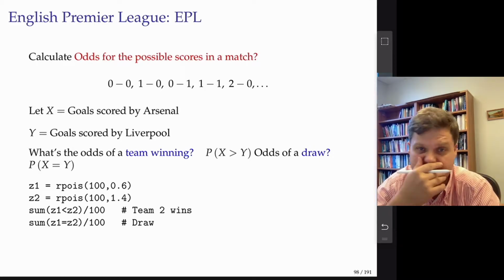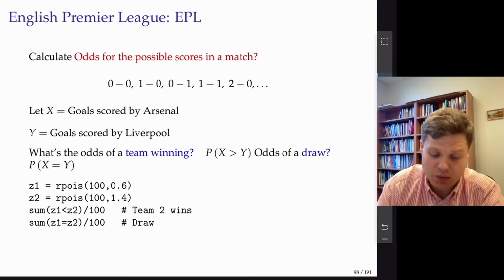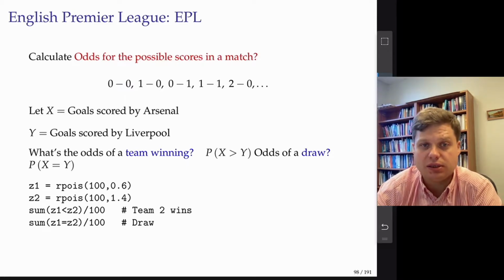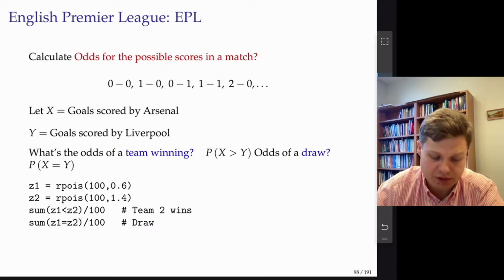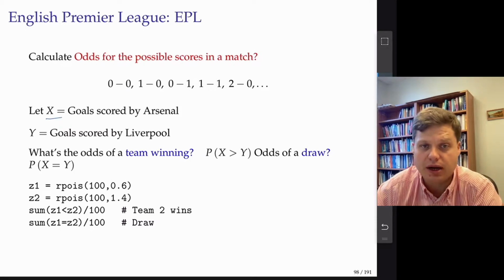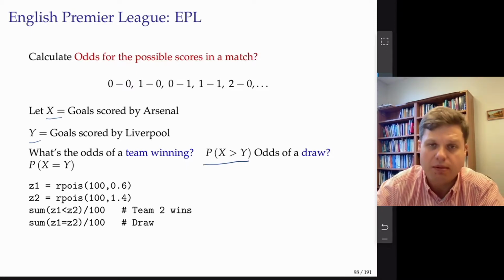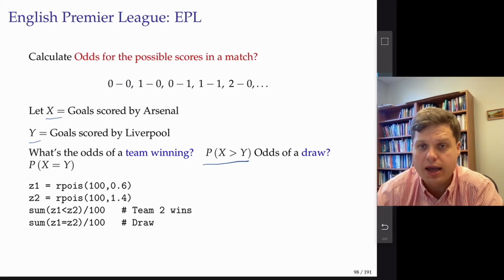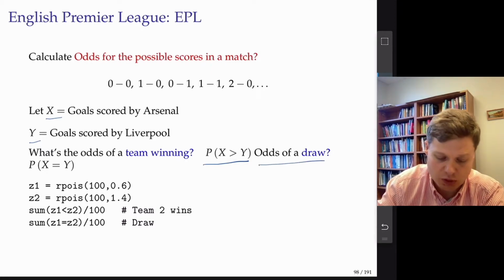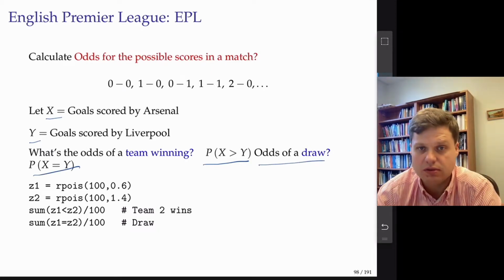Anyhow, so let's say we have an Arsenal Liverpool game, and we have two random variables. The first random variable X is the goals scored by Arsenal, and Y is goals scored by the Liverpool. And if we want to calculate the probability that Arsenal wins, then we need to have the probability that X is greater than Y, and the probability of a draw is just the probability that those two variables are equal to each other.